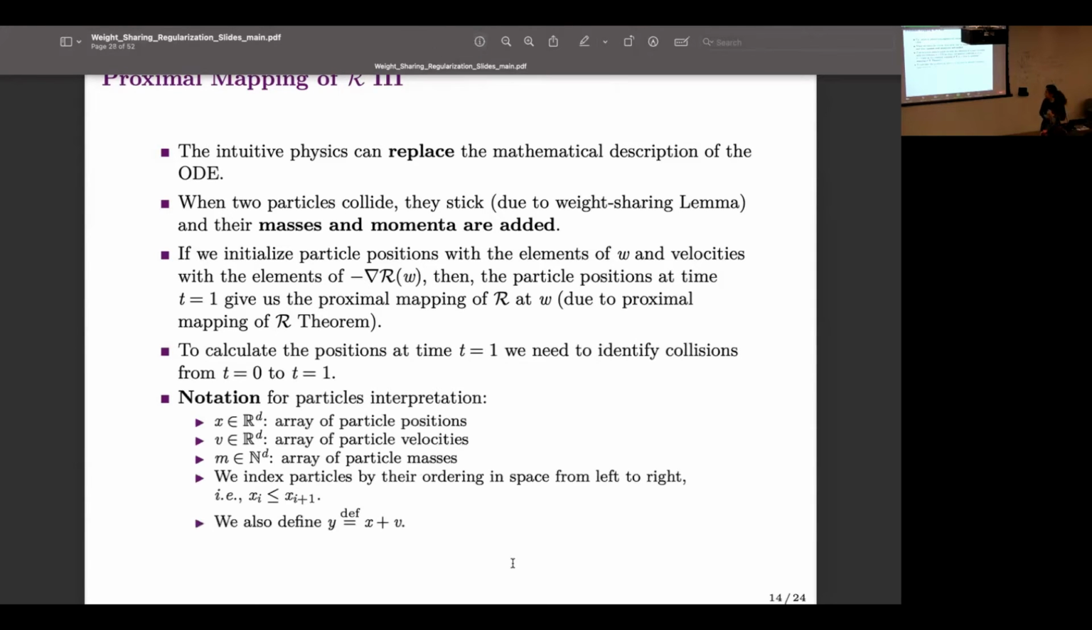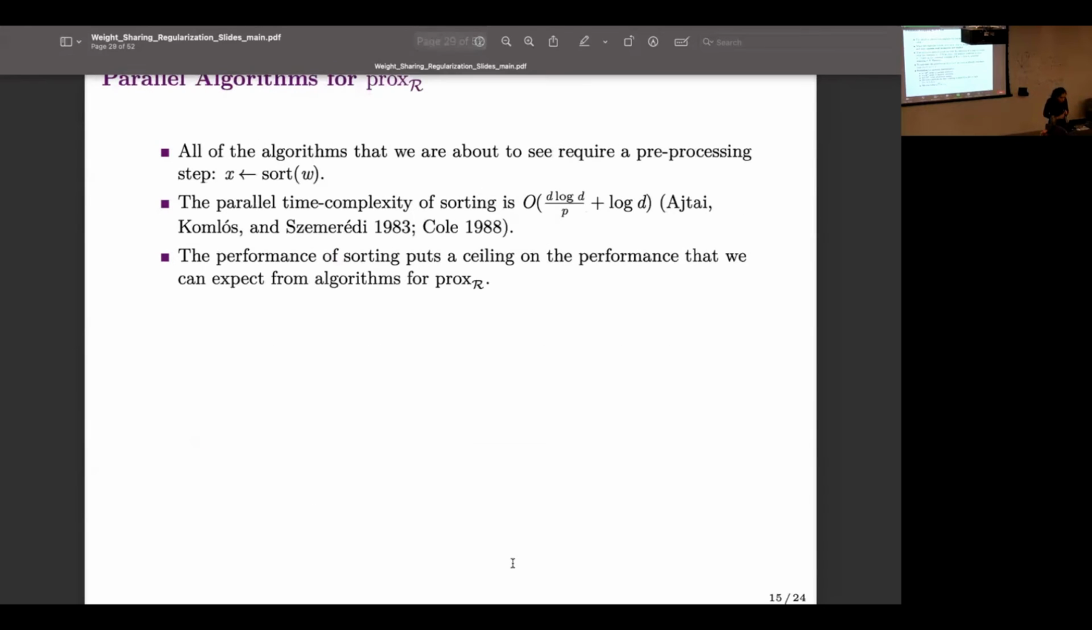I hope it's clear. If it's not, I'm going to describe a trivial algorithm that will make it clearer. Some notation remarks: we use x as the positions of particles and v as their velocity, and m is the mass of each weight, which is considered to be 1, but increases when they stick to each other. Then we define y, the movement of the particle in the next step, which is x plus v times 1 second, which is x plus v. We need a sorting for all of our algorithms.